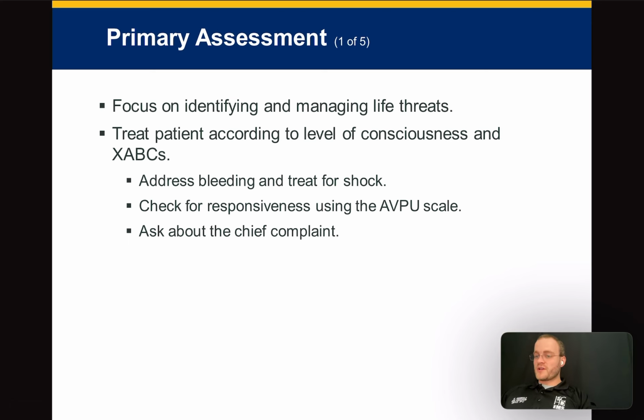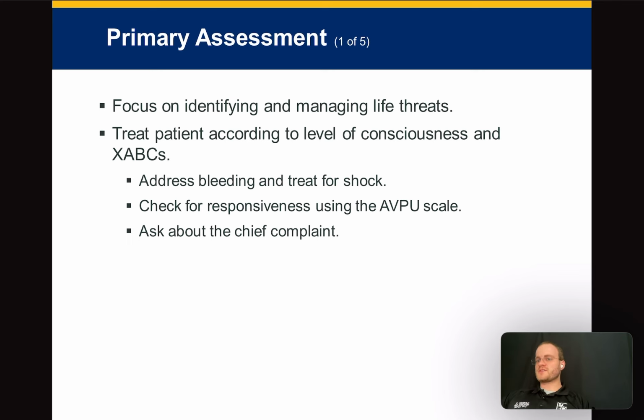So we do our primary assessment. This is the after the across the room assessment, right? Your general impression is your across the room assessment. But this is your first assessment where you would manage the life threats. Remember the XABCDEs. So if someone has an open tib-fib fracture and they're pouring blood, what do we do? We put on a tourniquet, all right? We stop the bleeding. So just keep that in mind. Address bleeding and treat for shock.